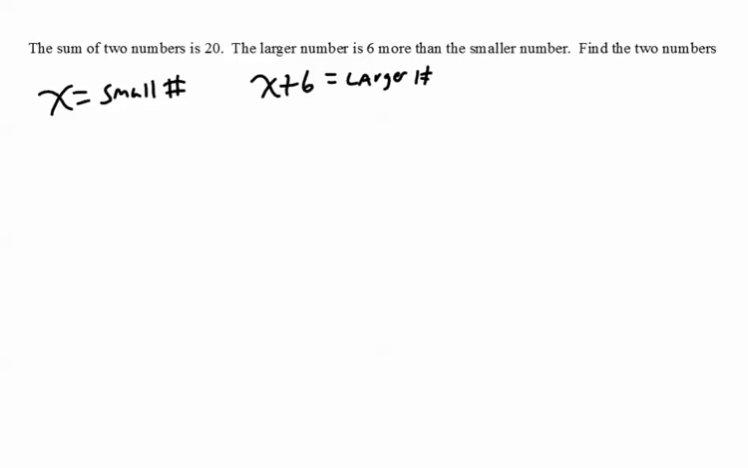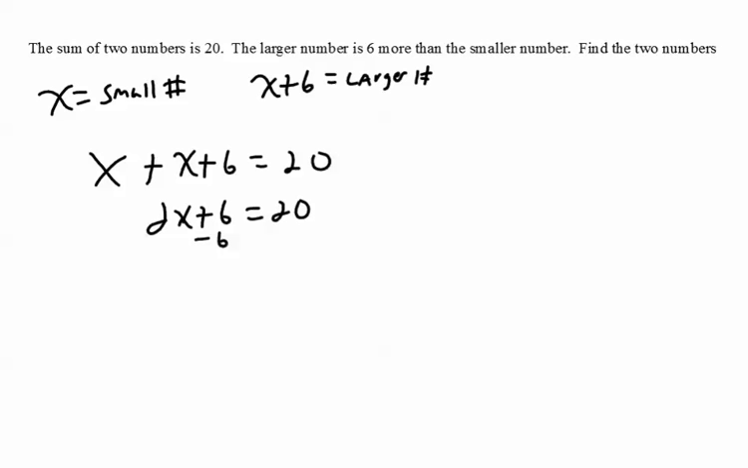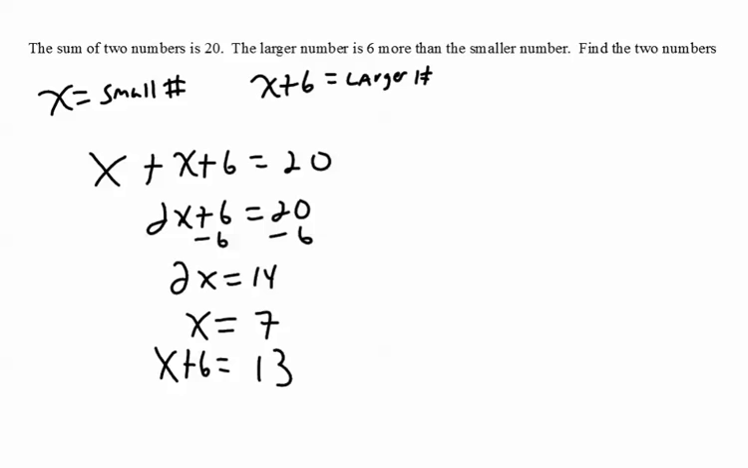Make sense? So the sum of 2 numbers is 20. So the small number plus the large number is 20. So now I have 2x plus 6 equals 20. Subtract 6, subtract 6. 2x equals 14. Divide both sides by 2. x is 7. The other number is x plus 6, which is 13. So 7 and 13 are the 2 numbers.